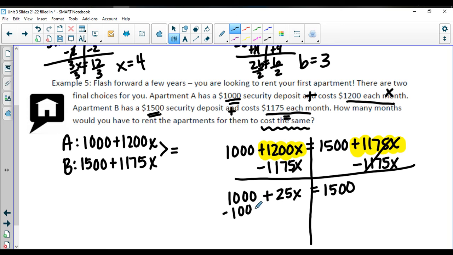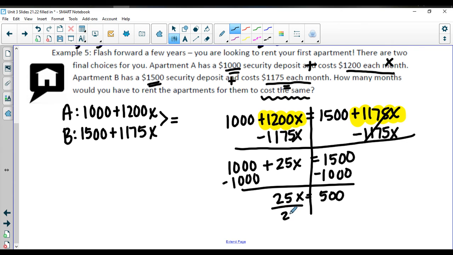So rule buster, we subtract 1,000, and we get 25x is equal to 500. So we divide through by 25. We get x equals, you can do a quick little mental math here. 50 divided by 25 is 2, and add a 0 on. And x, remember, represents months, so at 20 months, these two apartments cost the same.